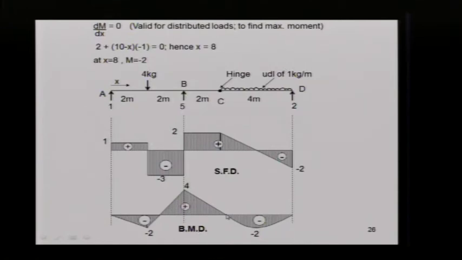It had the difficulty of having three supports, and we had to use an internal hinge in order to find the extra reaction. Also we have four regions, and you have to make sure you don't make mistakes. That thing about writing x minus 2 or x minus 4, when the force is somewhere inside the beam, you have to remember that, right?